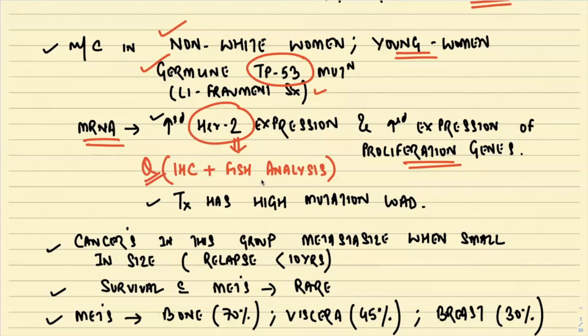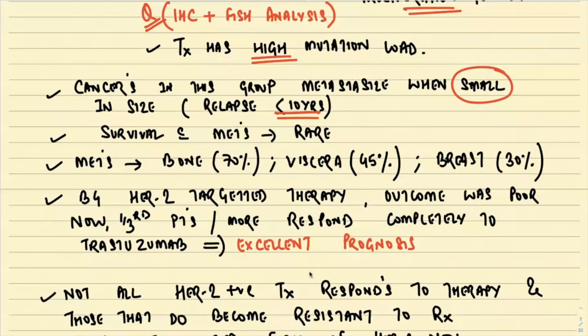Now, just like the high proliferation luminal variety, this variety is having a very high mutation load. And the cancers in this group metastasize when they are very small in size. So the relapse occurs very early, less than 10 years, whereas in case of the luminal variety, the relapse occurs after 10 years. Okay. Now, survival with METs in this case is quite rare, whereas survival with METs was much more possible in case of luminal variety of breast carcinoma.